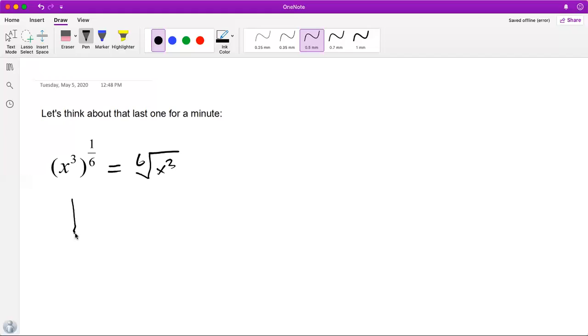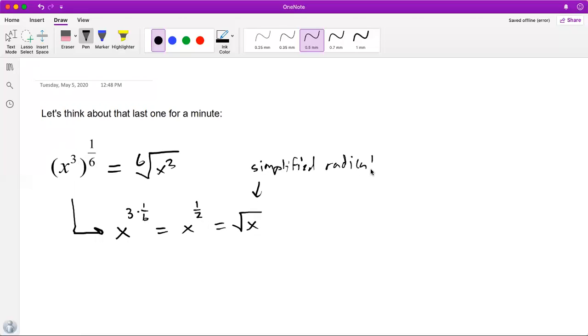But we also know that when you raise a power to a power, which is what's happening here, you multiply the powers. So this is really x to the 3 times 1/6. 3 times 1/6 is 1/2. X to the 1/2, we know, is the square root of x. So to me, this is a simplified radical.